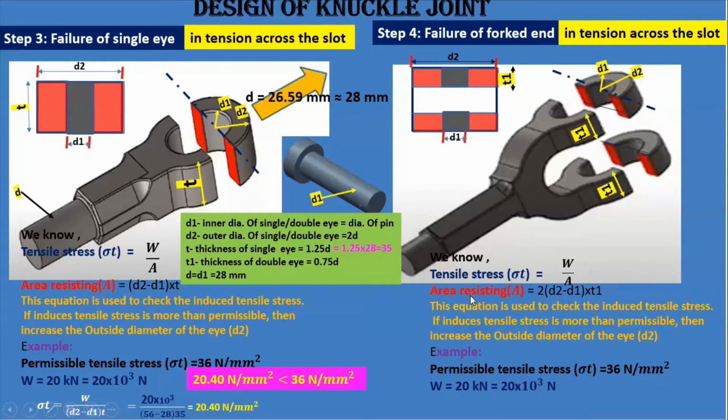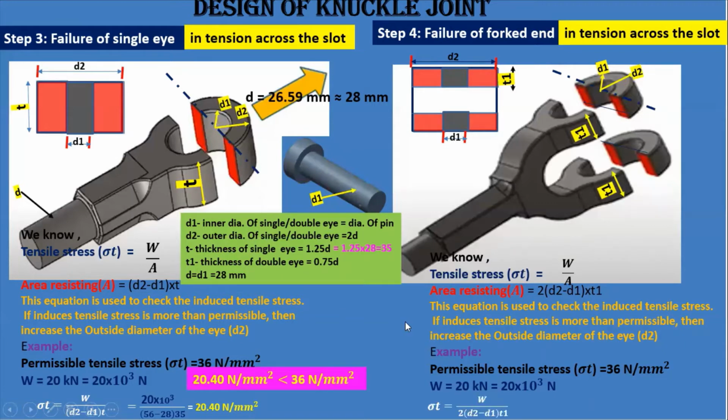When we are talking about the resisting area, तो ये 2 क्यों आ गया? क्योंकि डबल आया है. एक एरिया इसका आएगा, एक एरिया इसका आएगा, तो ये 2 हो गया. बाद में हमारा D2 minus D1, okay, into T1. How much is the thickness? T1 is the thickness. You can see from this diagram also.